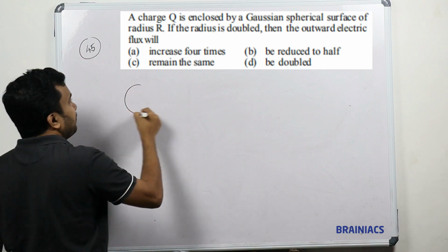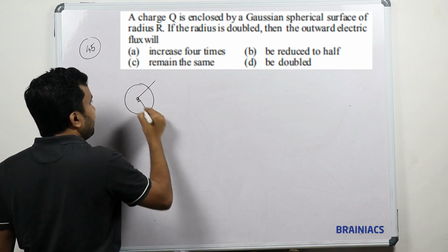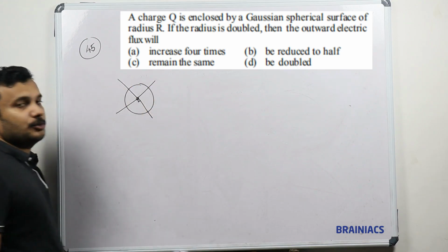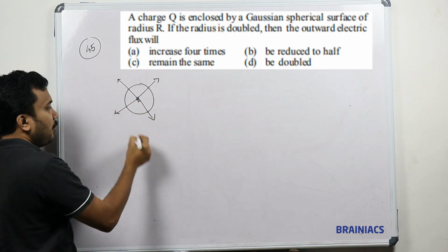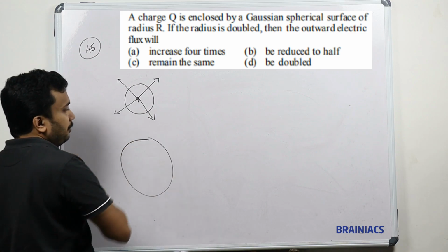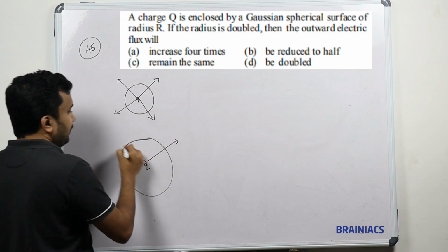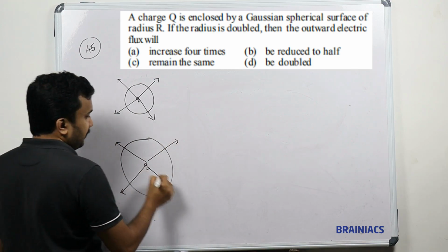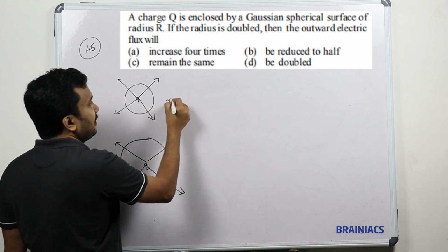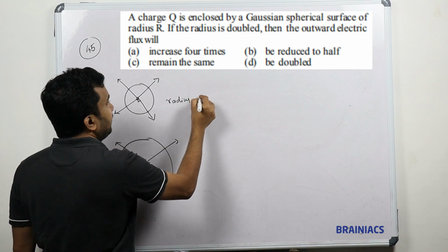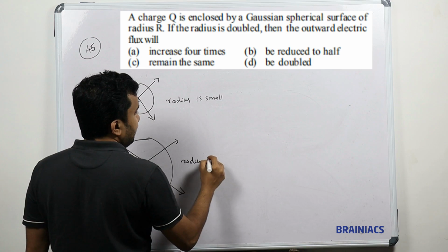Suppose, let me take an example. Suppose I place one charge Q here. Suppose I am assuming 4 lines are going out, 4 electric field lines are going out like this. So as an example, I can say flux will be equal to 4. Now I make the radius bigger, a bigger sphere, but I place the same charge here. The electric field lines are going out like this. So here the radius is small, but here the radius is bigger.